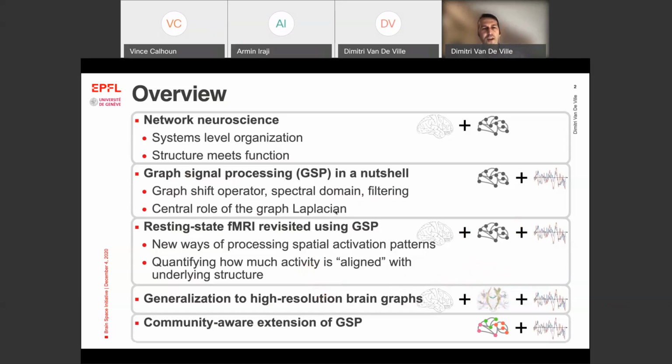And to conclude, some more ongoing work, but that's of course always where the excitement lies, which is about making GSP community aware.